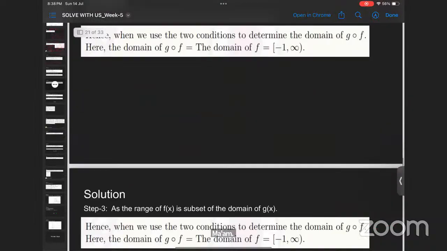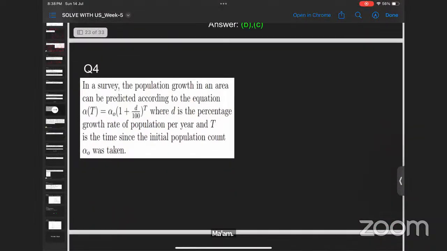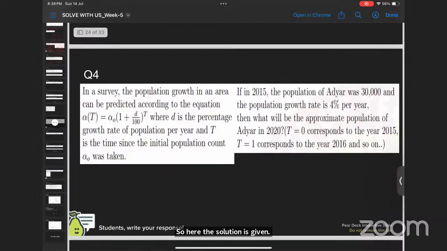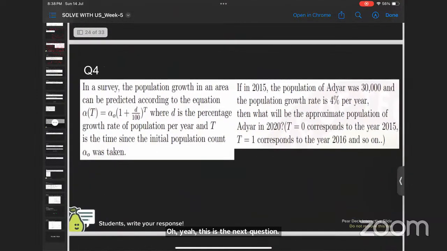So here the solution is given. This is the next question. Take your time to solve it. Ma'am, where can we find PDFs like this one? You want this PDF which we are solving right now. Yeah. After we finish it, I will share it in the chat box. Okay. Thank you, ma'am.